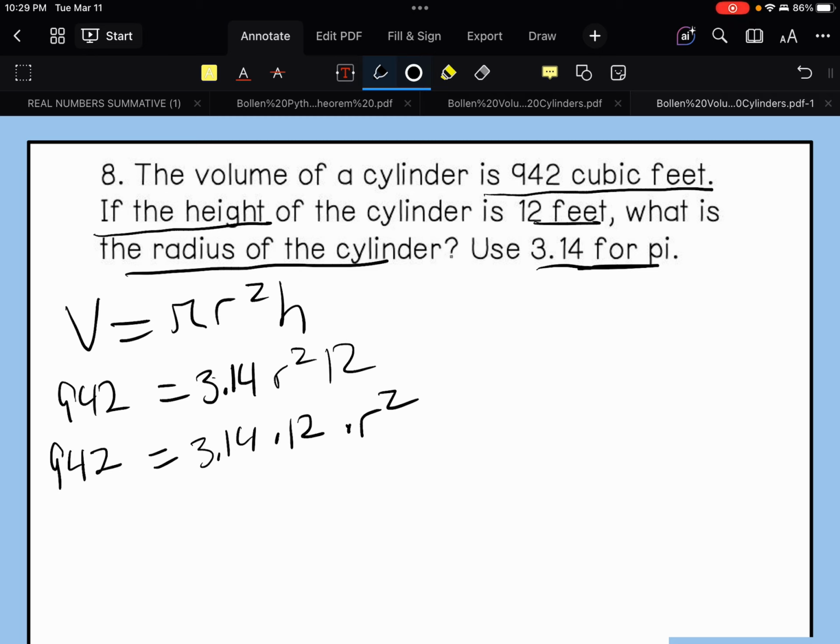And so we are going to do 3.14 times 12, which gives us 37.68. And then I'm just going to copy everything else down. So it'd be r squared, 942. I have that r squared there, but I can't really do anything with it yet. First, I have to divide by my 37.68. Just like if you had just an r there, you would divide because you're multiplying there.